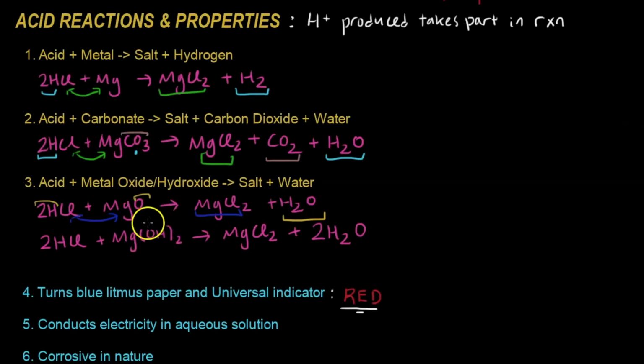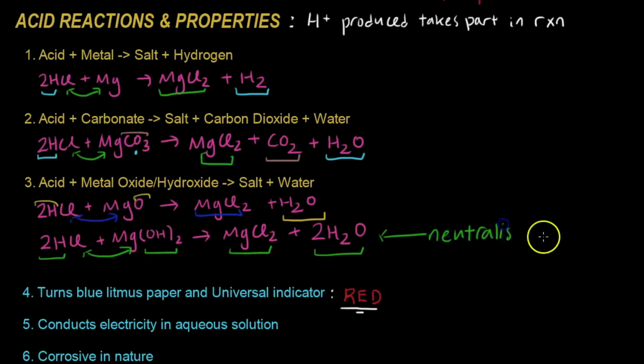Super simple. Next one is a bit special. The mechanism is the same thing. Mg and HCl, Mg and Cl will form MgCl2, magnesium chloride. H and OH will form two molecules of water. This one, please take note, is called neutralisation. Neutralisation really just means H plus and OH minus giving us H2O.